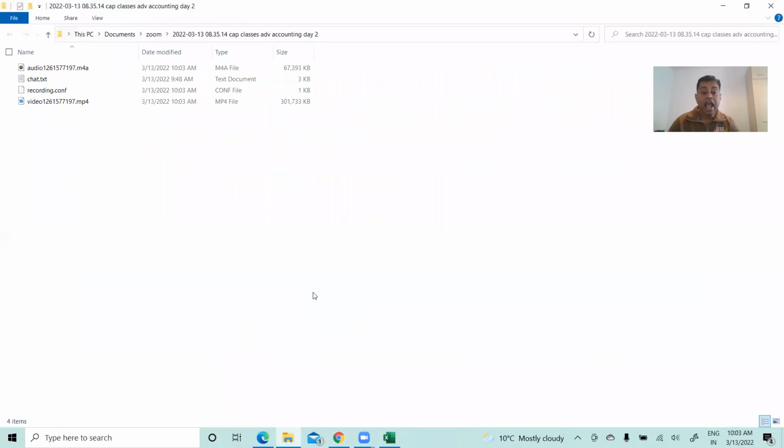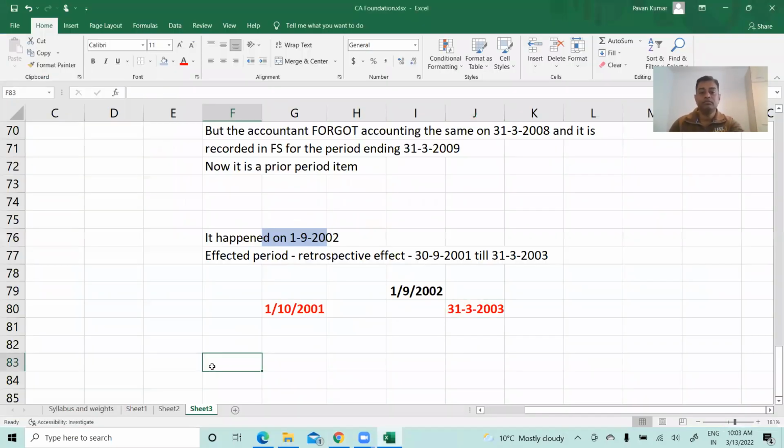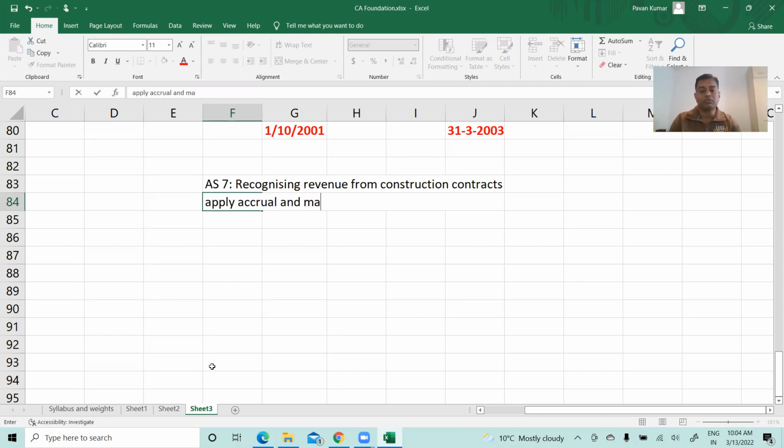Step 1, calculate percentage completion. So AS7 construction contract is for recognizing revenue from construction contracts. Apply which one? Apply accrual and matching concept. Accrual concept and matching concept. Okay, so step 1: calculate percentage completion.